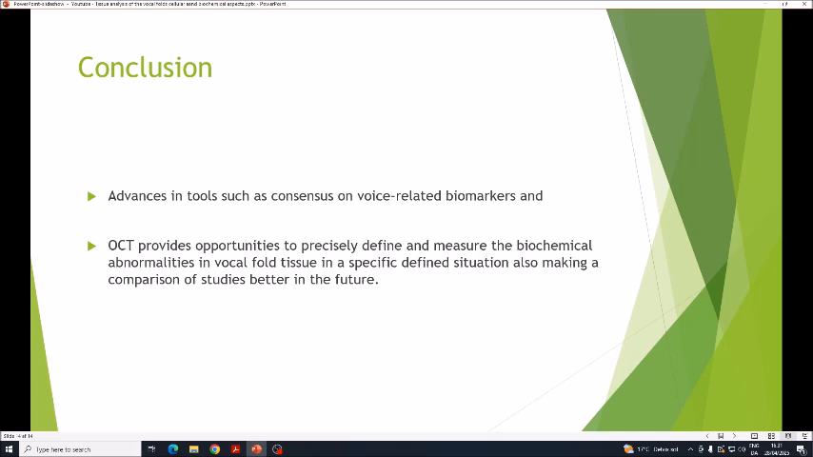New tools like voice-related biomarkers and OCT are pushing the field forward. OCT helps define and measure vocal fold biochemical abnormalities under specific conditions, improving diagnosis and treatment, and aiding future research comparisons.